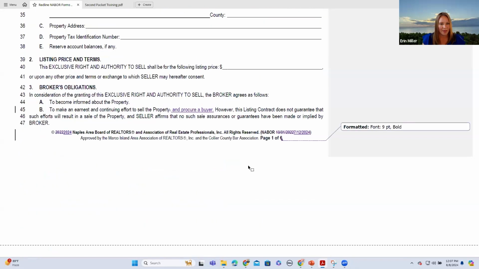We're going to go down to line 45. Again, the broker's obligation is to make an earnest and continuing effort to sell the property and procure a buyer. And you'll note on all the new forms, you'll see the footer has the revision date. Make sure you're working with the most up-to-date forms as they become released. So these forms, you'll look for a note of 2024. And this, of course, was approved July 12th, 2024.